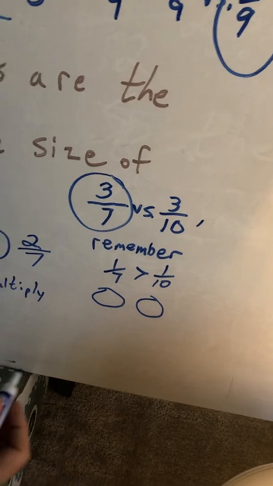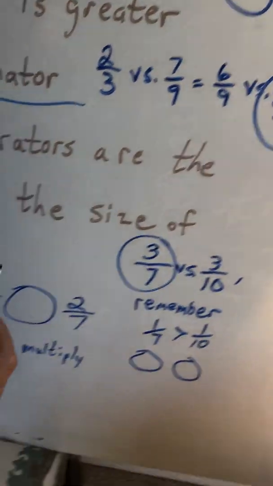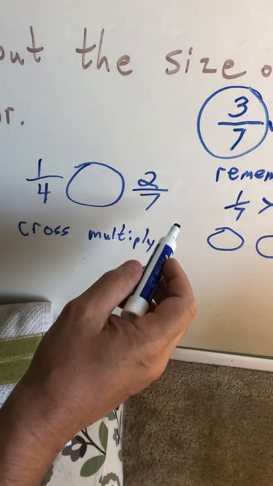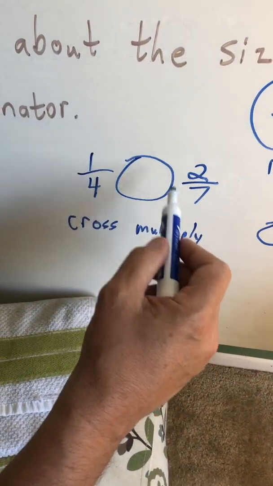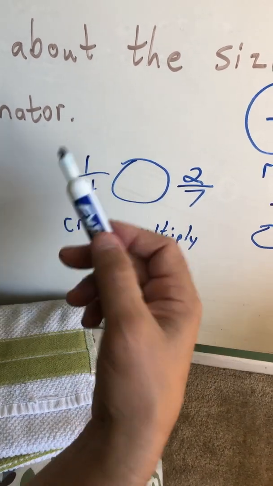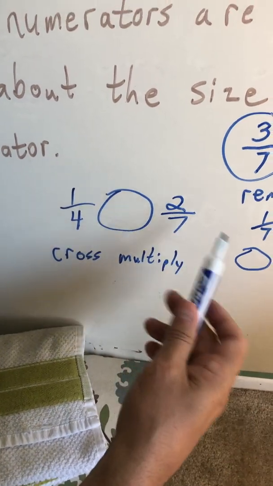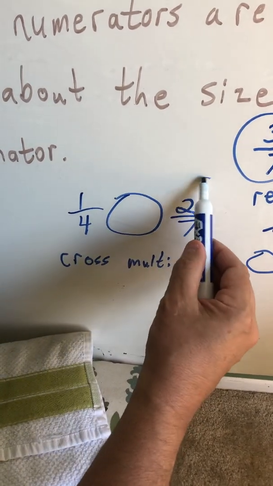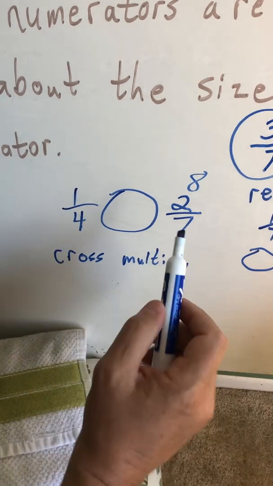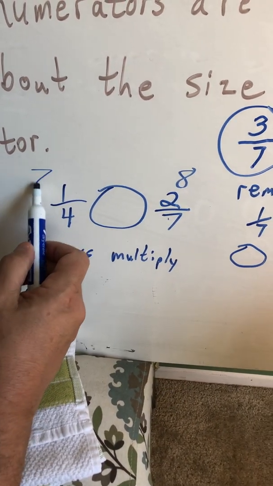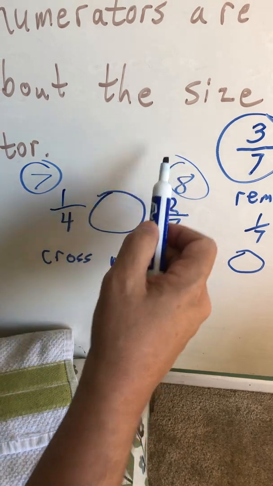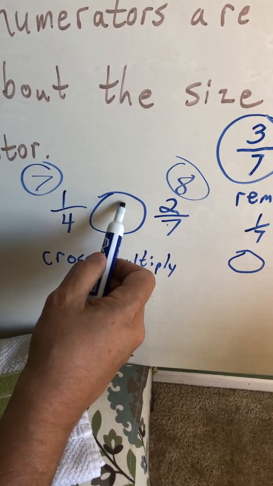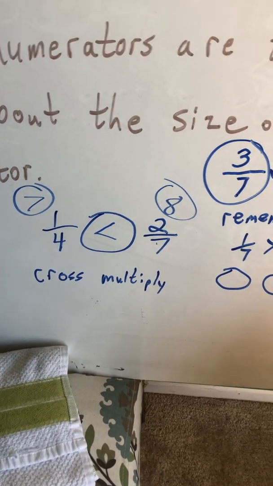Now, lastly, a lot of my 4th graders already have been told you can cross multiply to check for greater than or less than on 2 fractions. So if you don't know, let me show you how this works. I'll just start here. 4 times 2 is 8. It's called cross multiply, by the way. 7 times 1 is 7. So we have 8 versus 7. 8 is bigger than 7. So 2/7 is greater than 1/4.